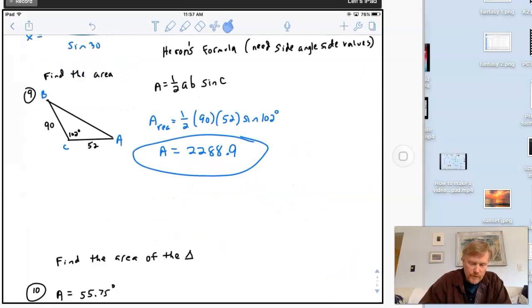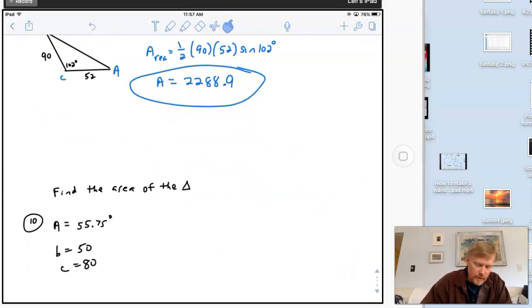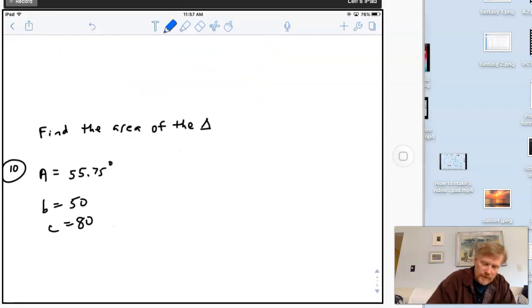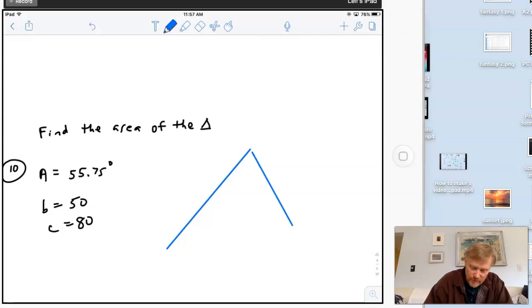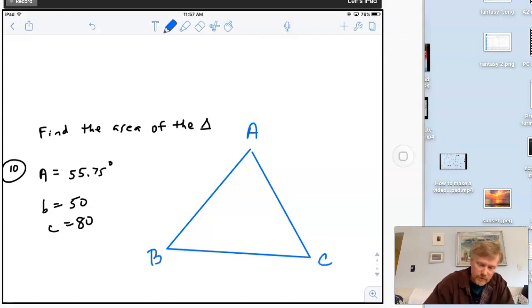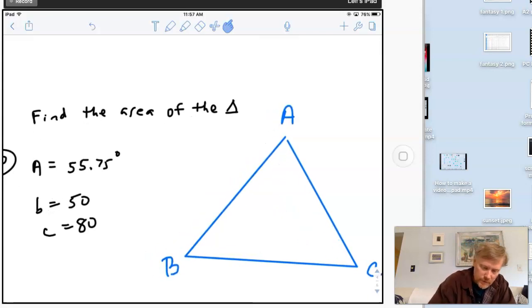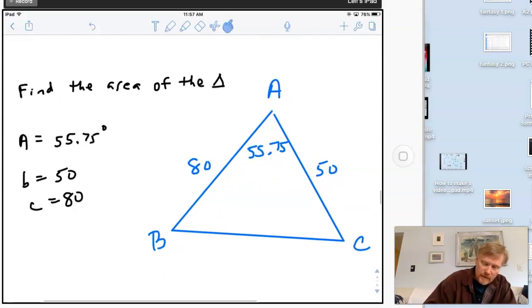Okay, let's try another one. Find the area of the triangle. With these, sometimes kids look at it and they're like, oh my God, I don't know what to do. Well, whenever you have these, draw a diagram, do yourself a favor. Here's angle A, here's angle B, here's angle C, and remember side B is opposite. If you have trouble telling which ones are sides and which are angles, just look for the degrees. So this is 55.75, side B is opposite angle B, side C is 80, and there we go, we're all set.